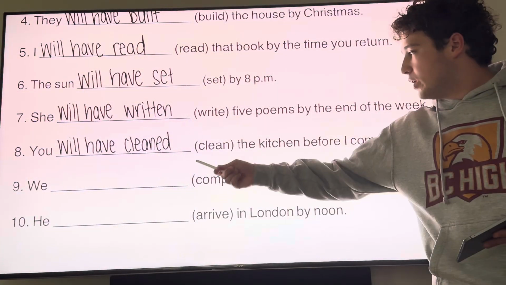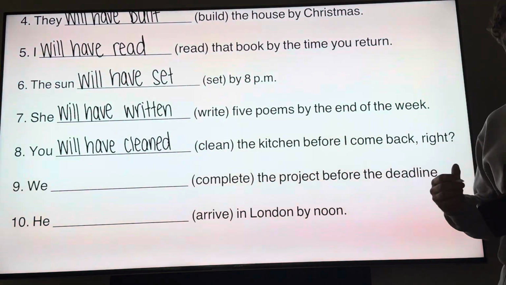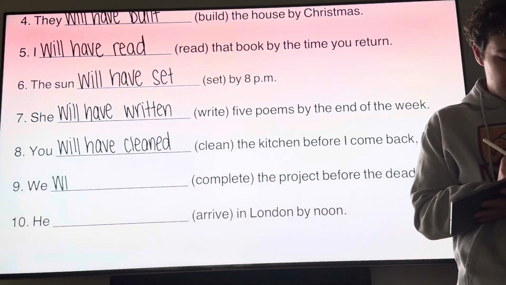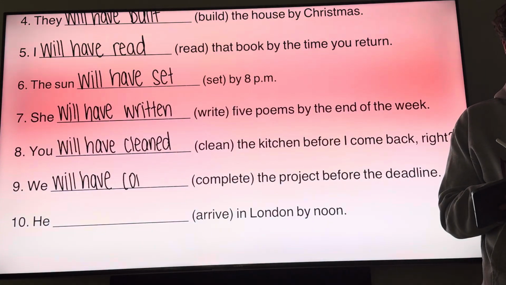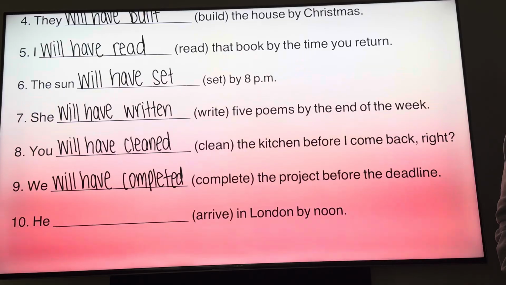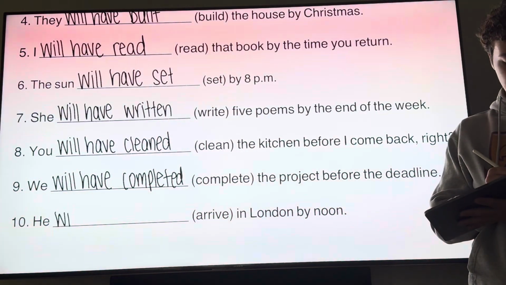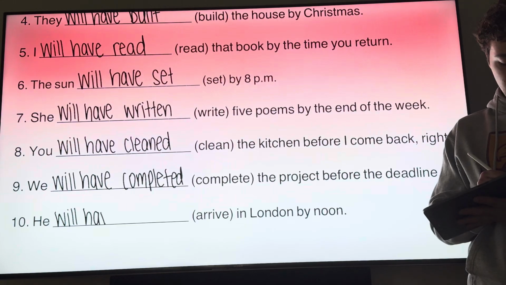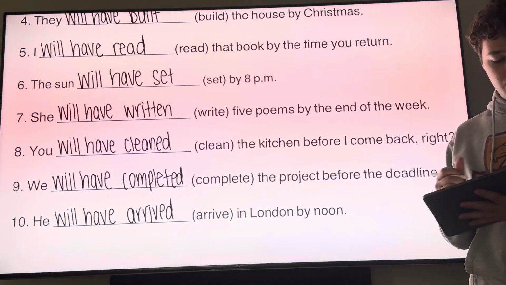9, we blank complete the project before the deadline. We will have completed the project before the deadline. And then 10, he will have arrived in London by noon.